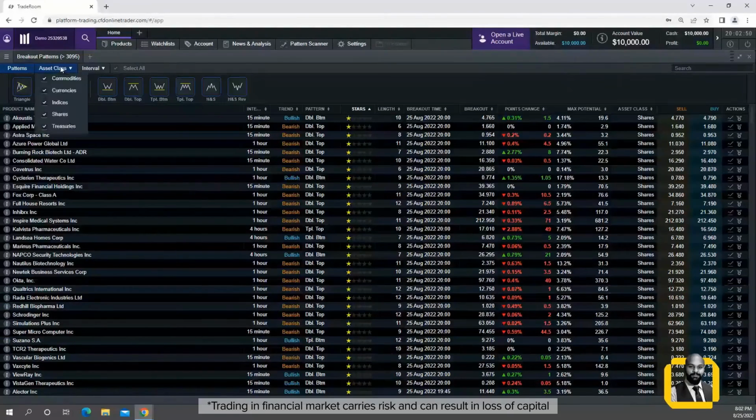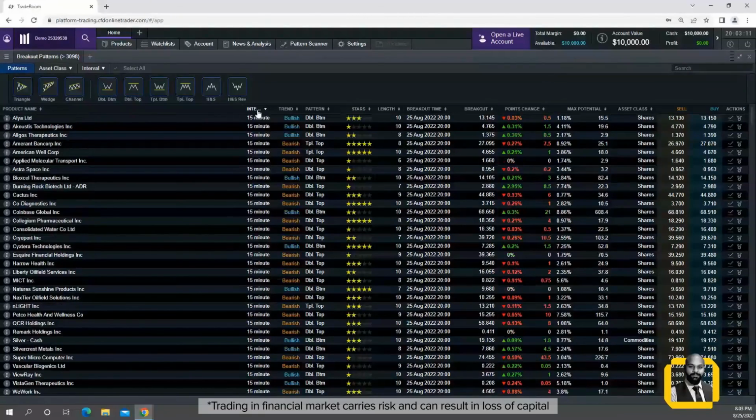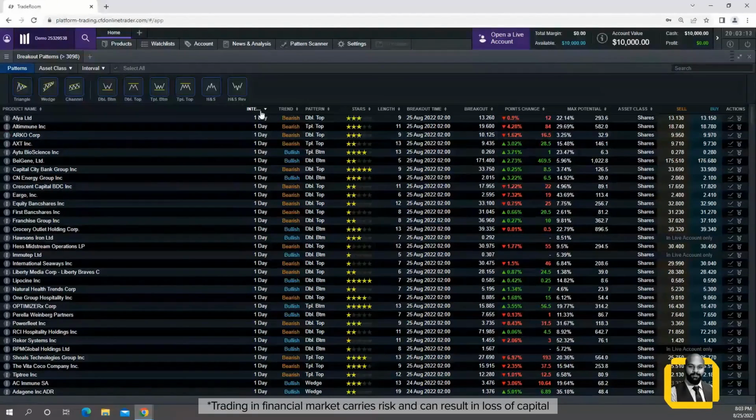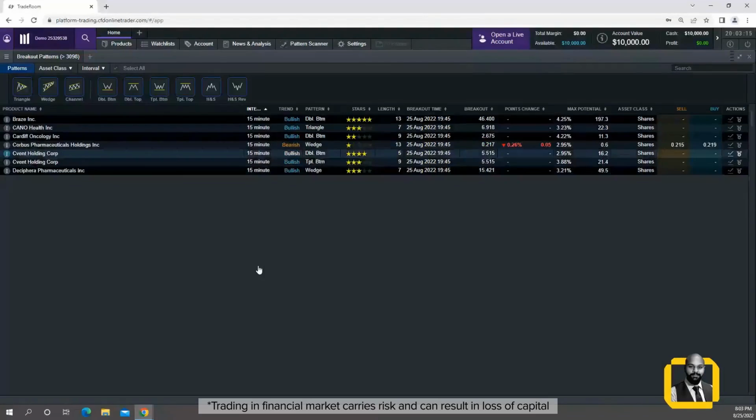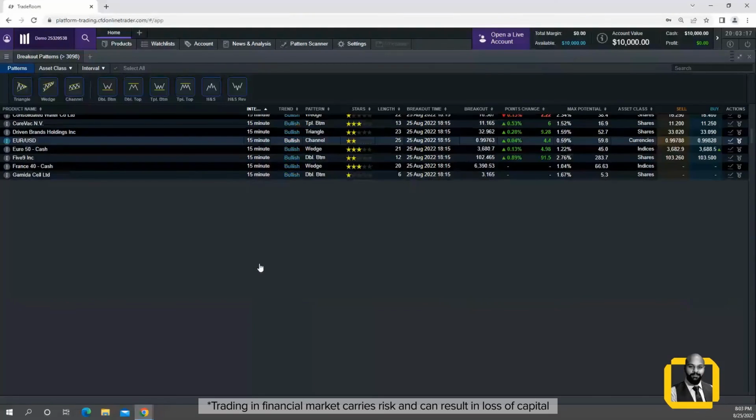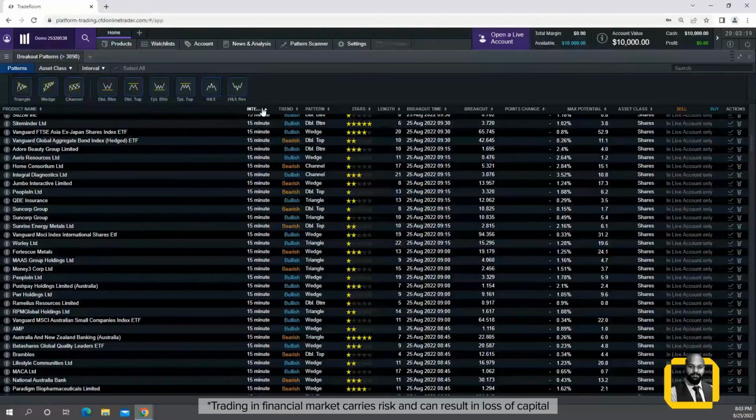Okay. Now, asset classes. Do I want commodities, currencies, indices, shares, treasuries? For now, I've just chosen everything. Interval. What kind of interval? Do I want to trade on a 15-minute time frame, 1 hour, 4 hours, 1 day? You can choose that. So I've chosen everything for now. And this is what has come. Over here, if you want to filter by interval, you click, it can filter by interval. Okay, these are all 15 minutes trades. Then if you go lower, it will go to 1 hour trades, and if you keep going lower, it will change.